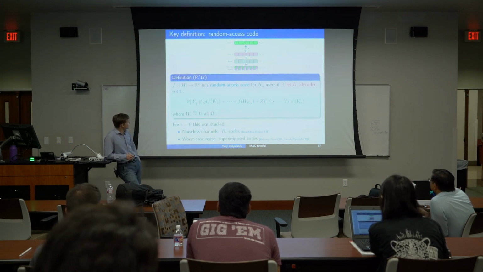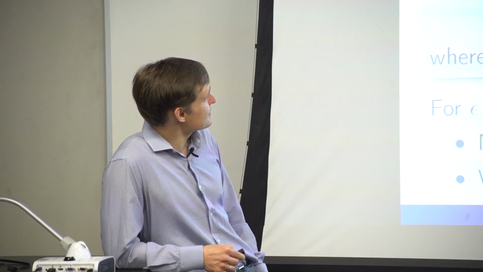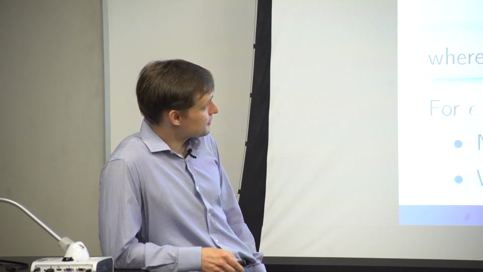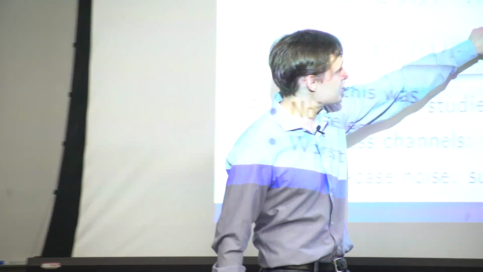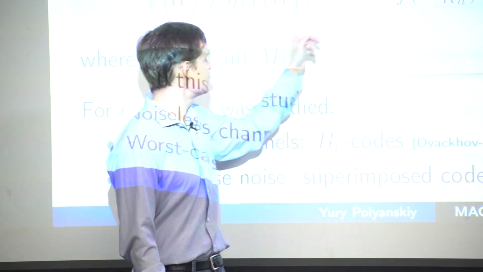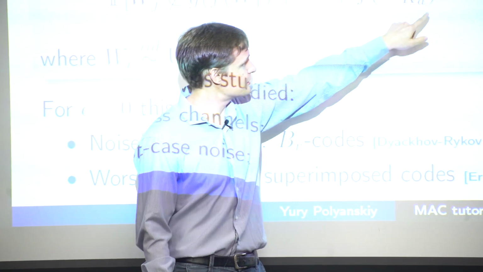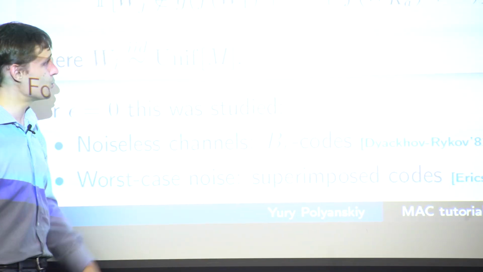So let's define the following concept. We will say that a code book is a random access code for Ka users if there exists a decoder which looks at their sum. These are your messages selected uniformly at random from the code book. You sum them up, you contaminate it by Gaussian noise, and then you give it to the decoder.